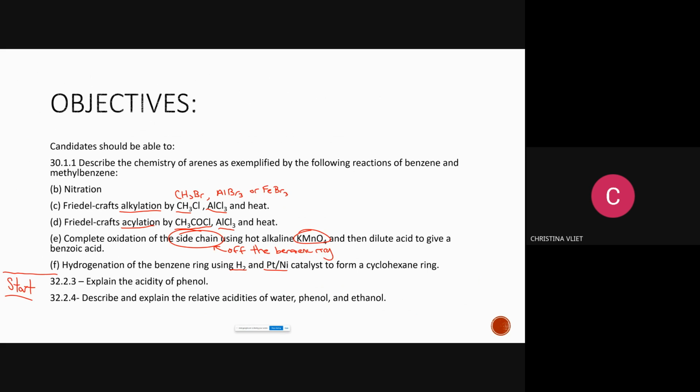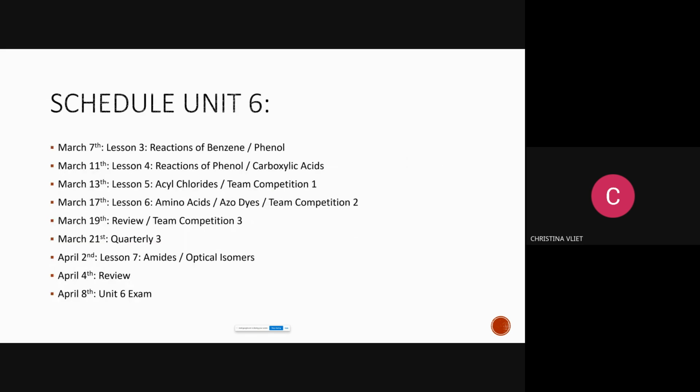And so we've got a pretty good day today. Let's talk about schedule. Last night I was working on what our schedule looks like for the end of this unit. So this leads us up into when we start studying for our Cambridge examination. That means after April 8th, we are in review mode, meaning we're studying for end of year exams. So March 7th, that's today, we're finishing reactions of regular benzene and we're going to start talking about phenol.